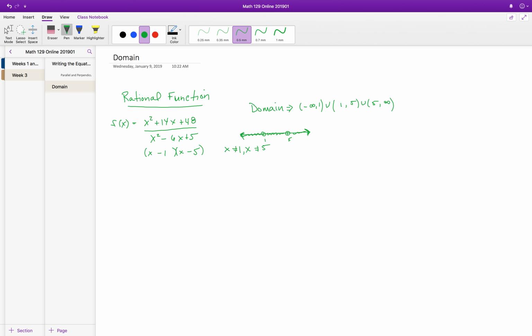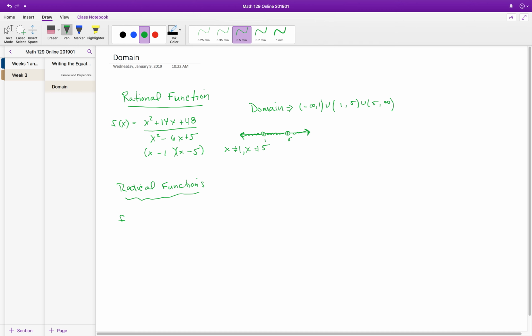So there's my domain. The other type of function that has a restricted domain that we've talked about so far are radical functions. So radical functions would be something like f of x is equal to the square root of x plus 2. So basically, when we're looking at a square root or any even root, you can't take the even root of a negative number, right? So can't take the even root of a negative number.